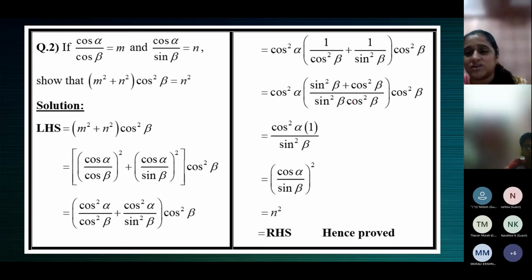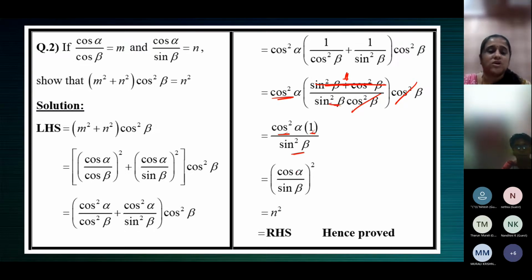You have to cancel, children. I cannot do that while typing, so you see it like this. You'll have to strike out this and this. So in this step, what we see is cos square beta gets cancelled, and this one becomes 1. So you can see cos square alpha and in the bracket 1 by sin square beta.